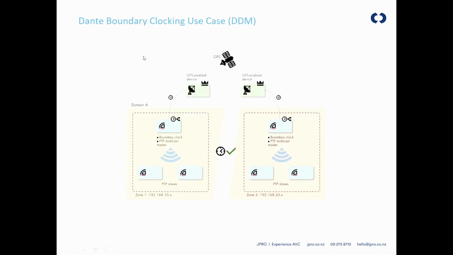So where the boundary clocks become really interesting, and I am curious to know how many of you would be interested in a DDM class, a Dante Domain Manager class on this topic in particular, but where boundary clocks get used in DDM, which is an optional Dante thing you can deploy, is as you create subdomains in DDM, in other words, smaller Dante systems on the same network. In DDM, you can break Dante into smaller systems. It creates a boundary clock.